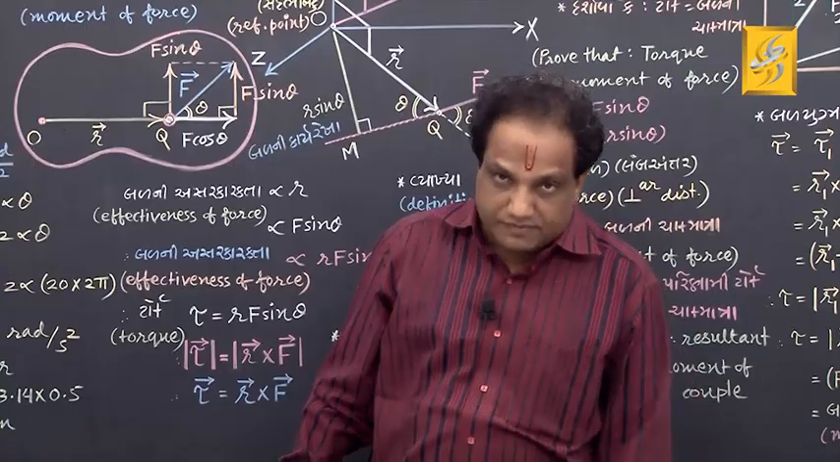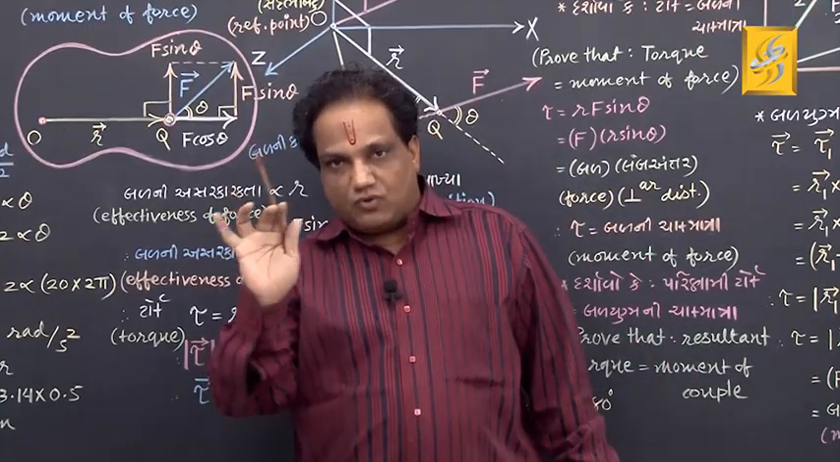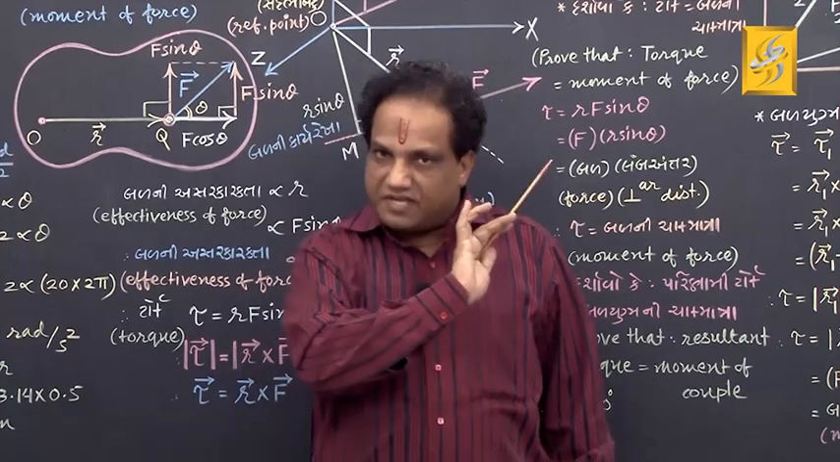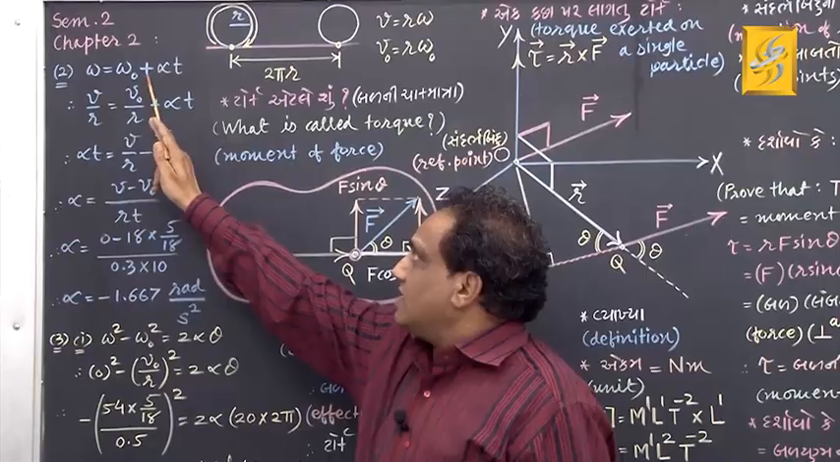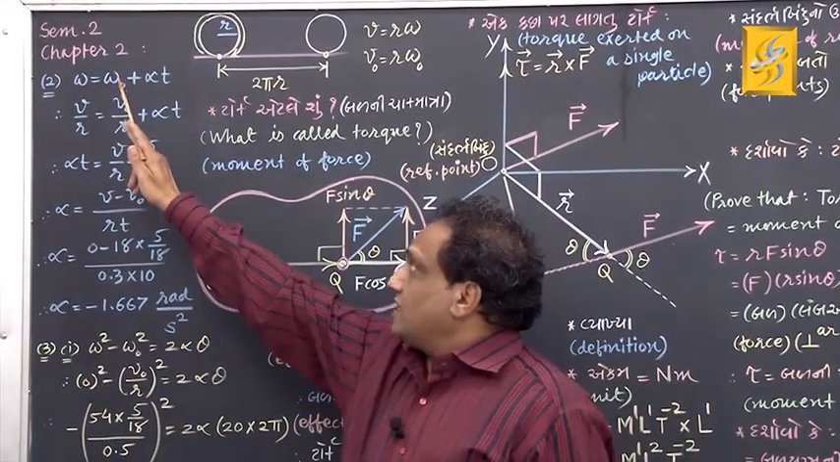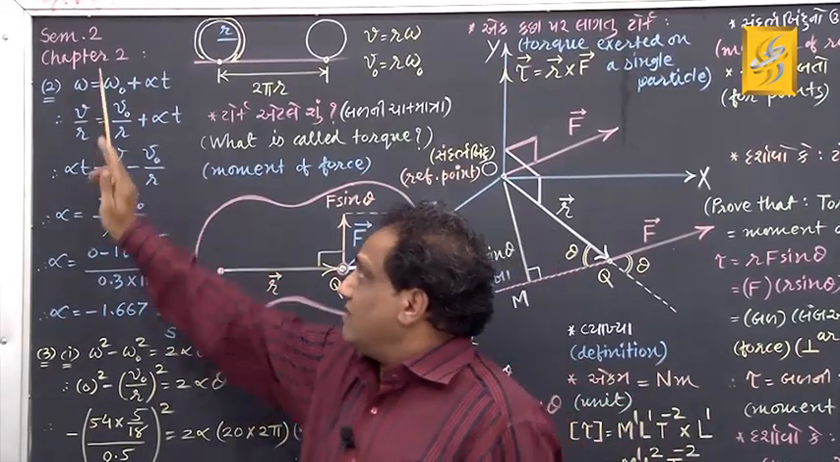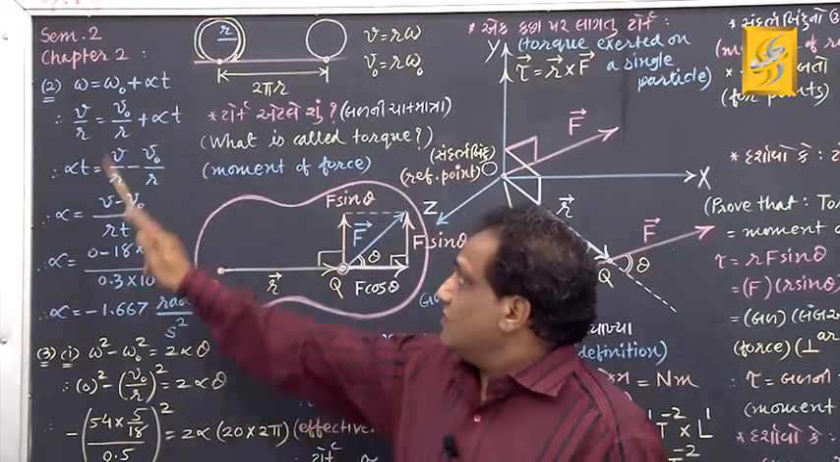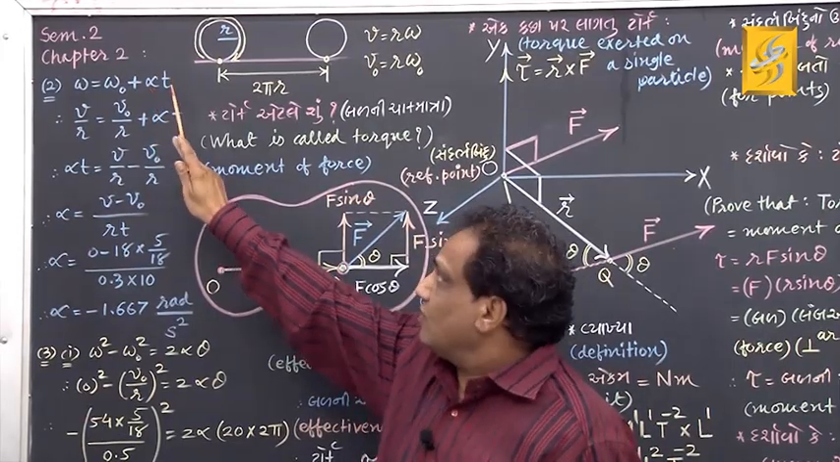angular acceleration. Remember that equation? Omega equals omega 0 plus alpha t. Fine. Omega equals omega 0 plus alpha into t. What is omega 0? Initial angular speed. What is omega? Final angular speed. What is alpha? Constant angular acceleration. What is t?